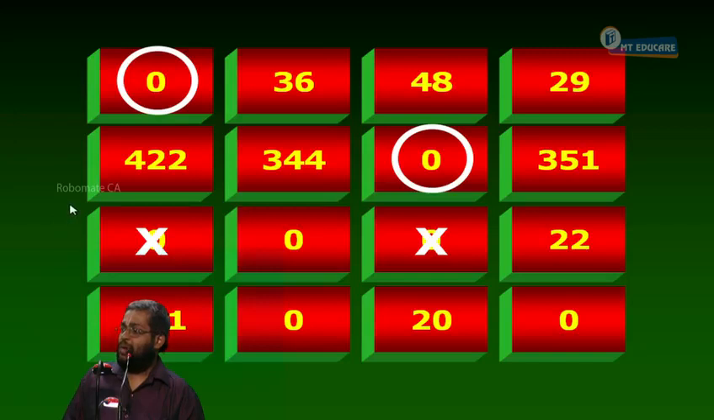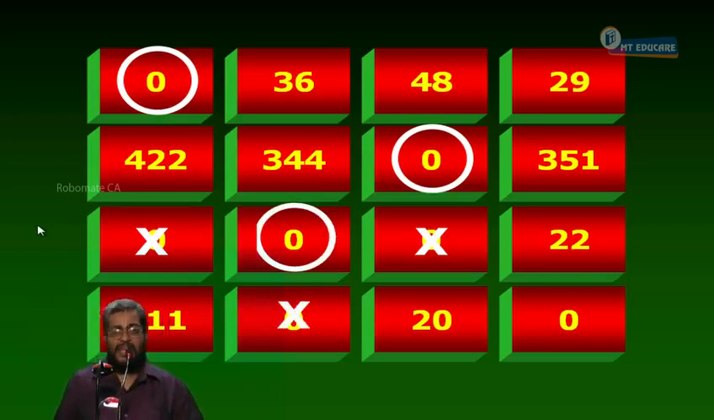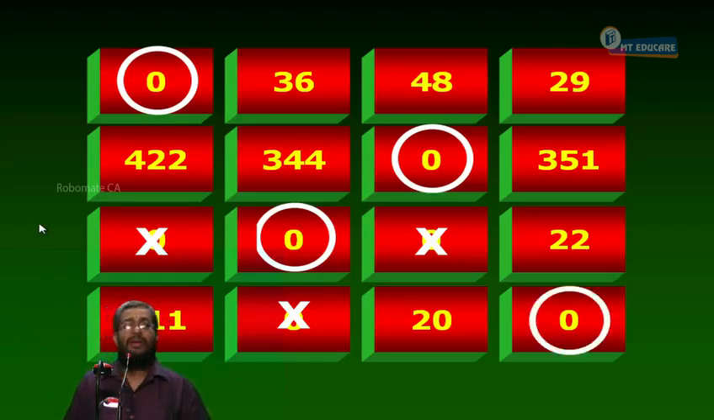Is there any row with only one zero? Yes. Third row. Assign in the second cell. Cancel the zero below it. Is there any row with only one zero? Yes. Fourth row. Make an assignment here. Now, tell the answer and then write. Operator P should be given product A, Q should be given C, R should be given B, S should be given D.